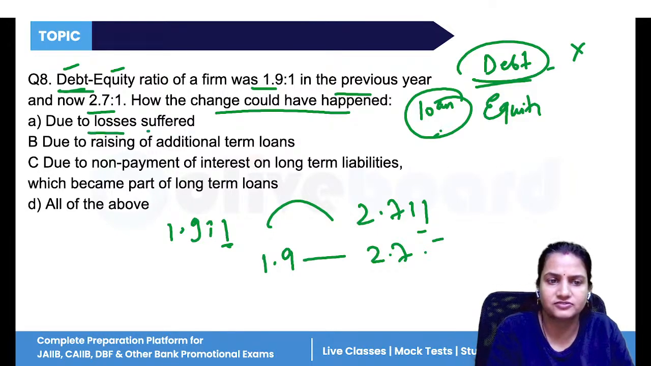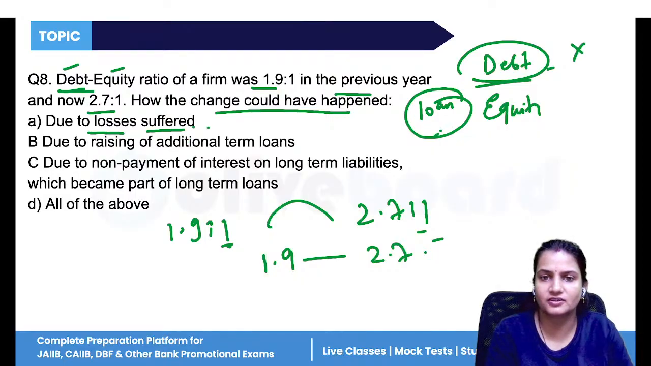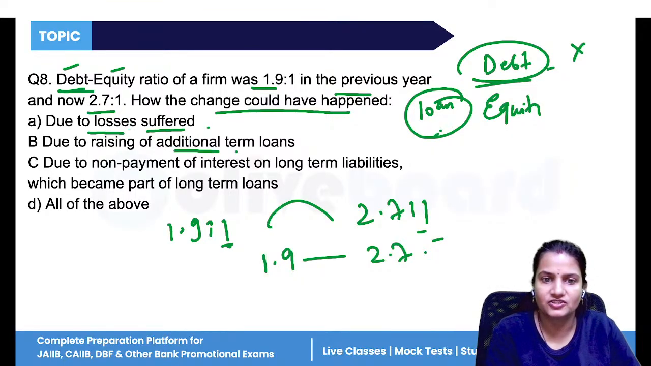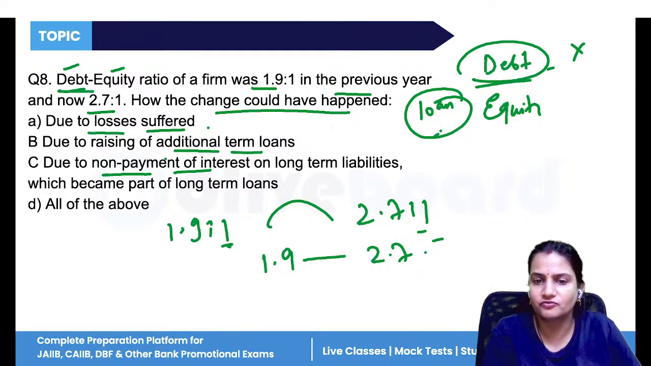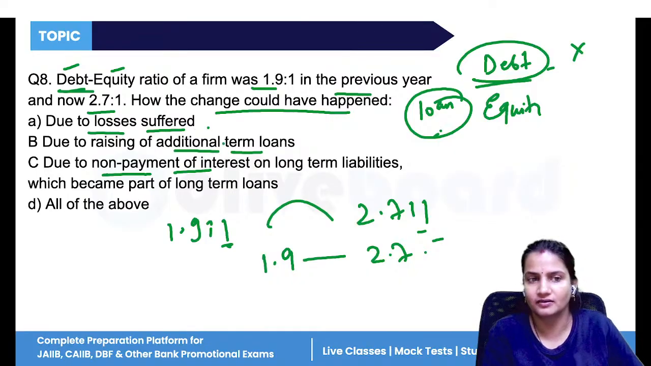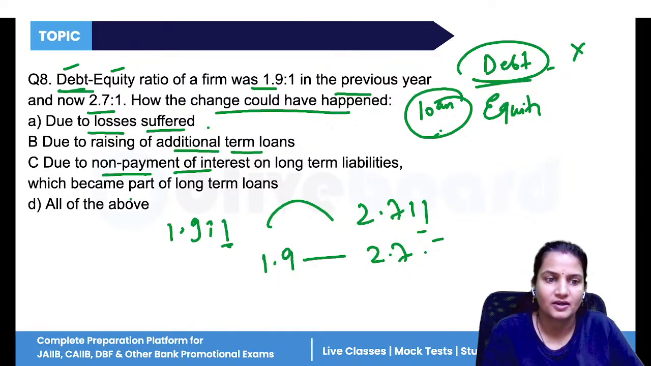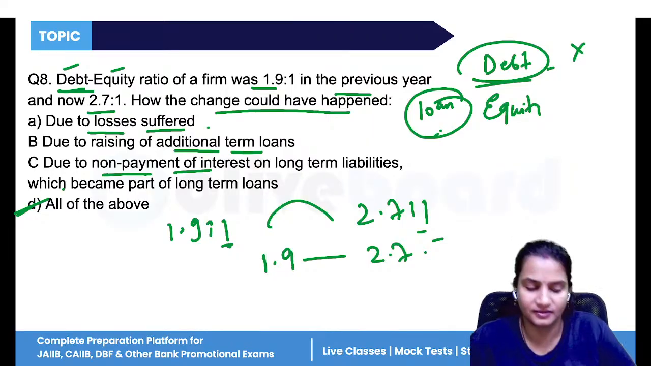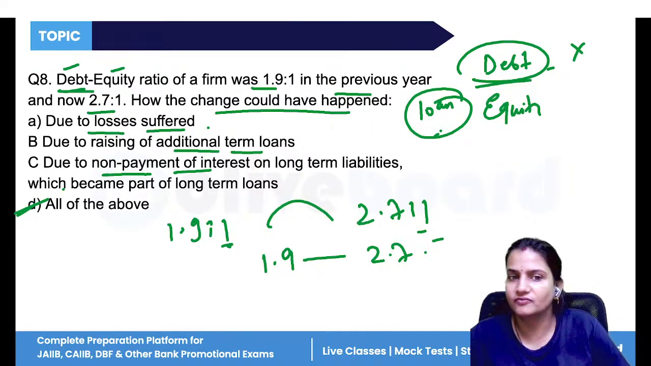Like suppose you have suffered a loss, so that you have taken more loan. Additional term loans you have taken. You have not paid the interest on long-term liabilities, then the debt equity ratio rises, or all of the above. So all the above statements are correct in this case. So this is how your debt will increase.